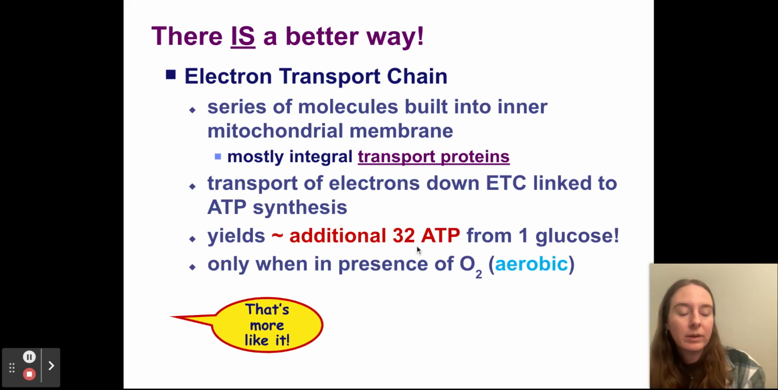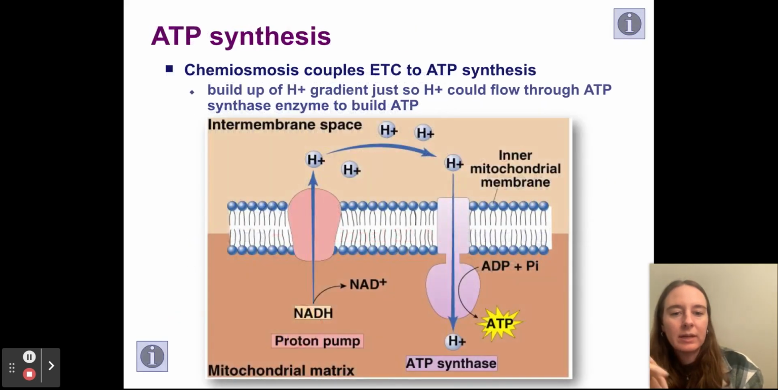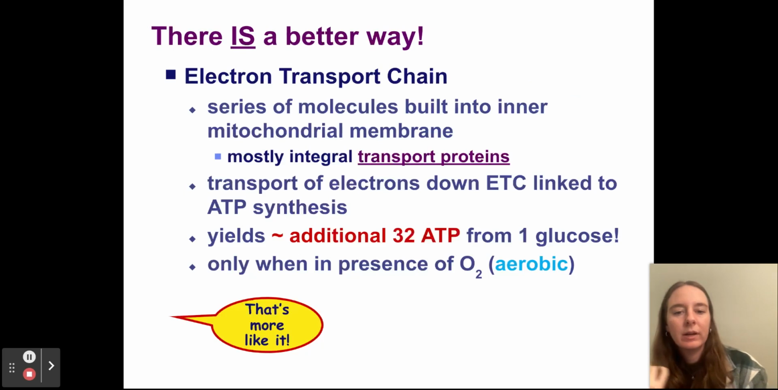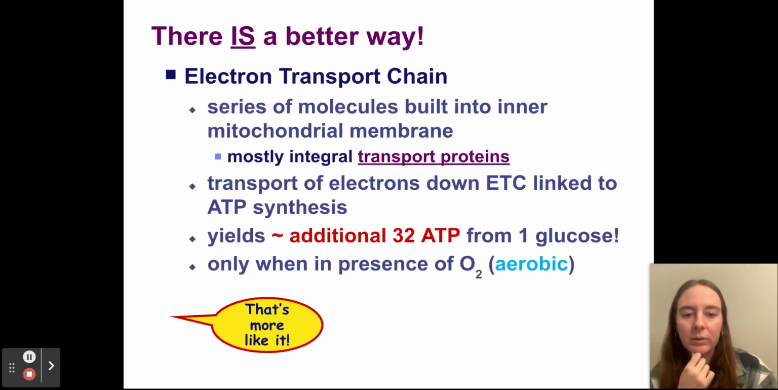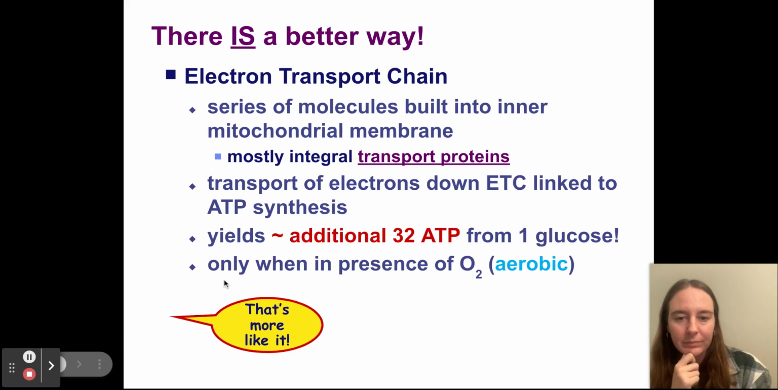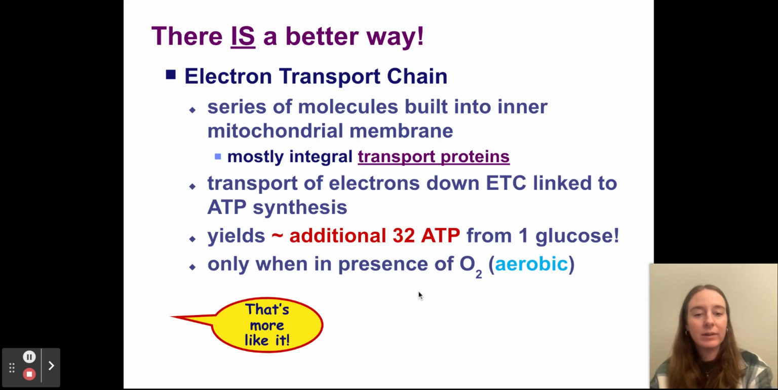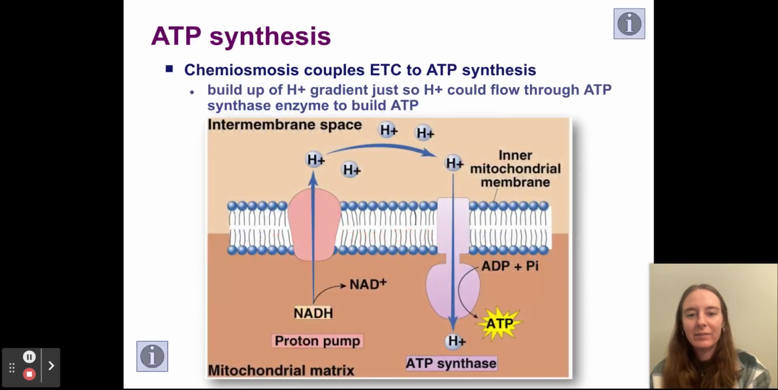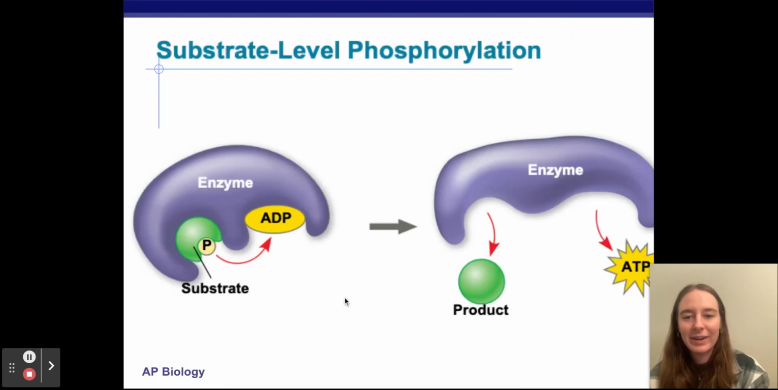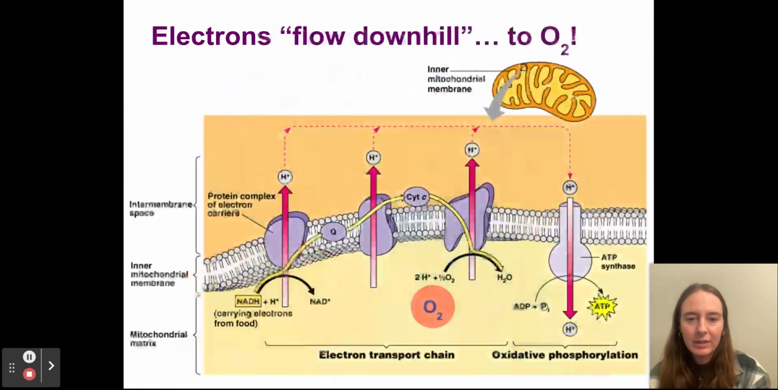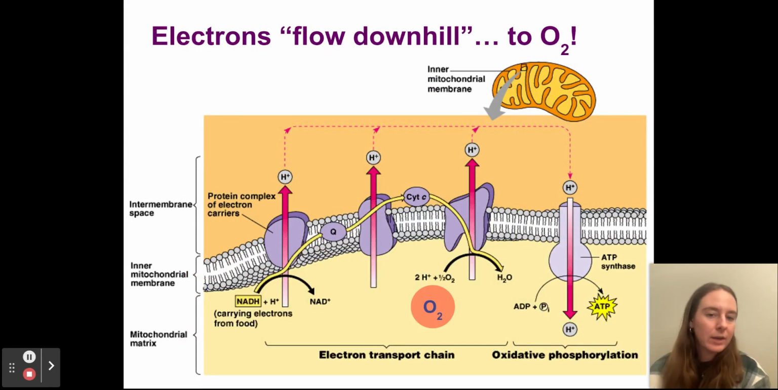Basically, we're yielding about 32 ATP molecules from one glucose. Scientists debate how much ATP is made, but I've heard anywhere from 28 to 32 ATP molecules from one glucose in the electron transport chain. That's much more than the two from glycolysis and the two from the Krebs cycle. But the only problem is this only occurs when oxygen is present, so this is aerobic respiration. Why? Remember, oxygen is our final electron acceptor at the end of the electron transport chain, so it requires oxygen to happen.